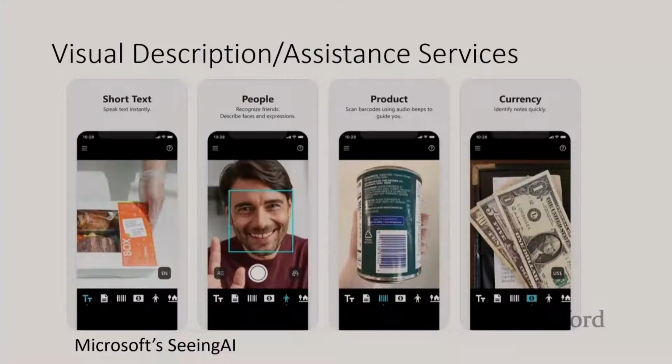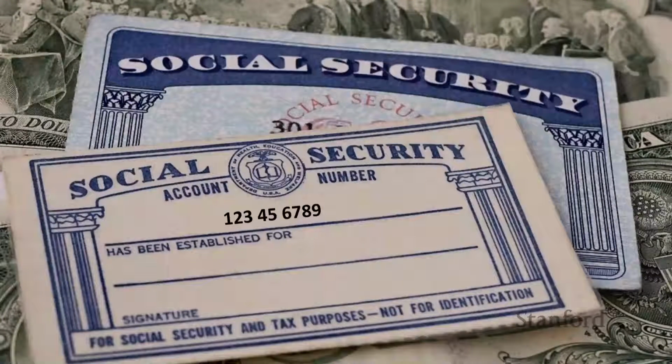This next project focuses on visual description or visual assistance services like Microsoft's Seeing AI, which is very helpful for describing visual content to blind and low vision people. We have a few examples here of how this particular app is useful for describing short text, details about people, about products or cans, about currency, what the different bills are, etc. But it's also helpful in describing private content like social security cards.